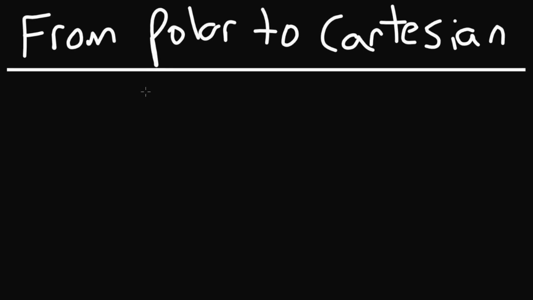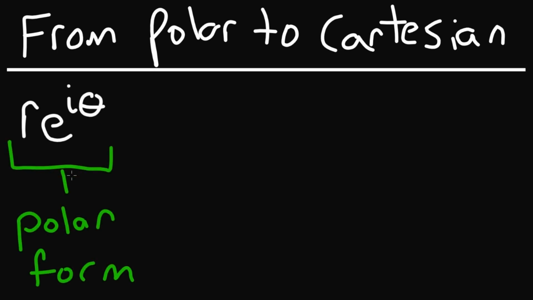In this video, I'll show you how to convert between the polar and Cartesian form of complex numbers. So let's start by going from polar to Cartesian, and we'll have a number re^(iθ), and remember that this is the polar form of the number.